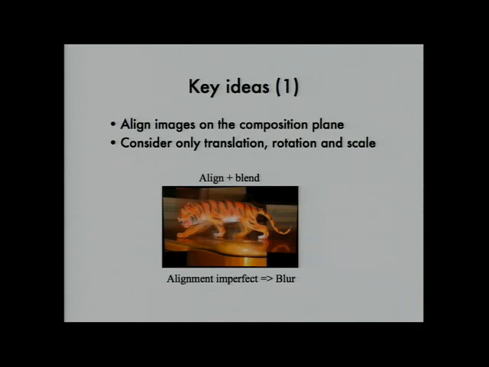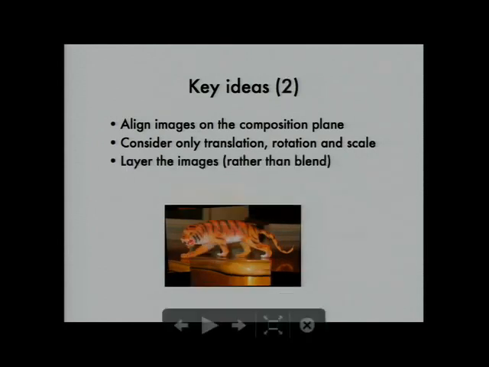Now, while typical panorama tools align images and then blend them, this blending is not going to work here because things are not going to be that consistent. And this is what you get. Things get blurry when they're not nicely aligned. There are other methods to merge images, but all of them will not work well when the images are not perfectly aligned. And in our case, they will not be perfectly aligned.